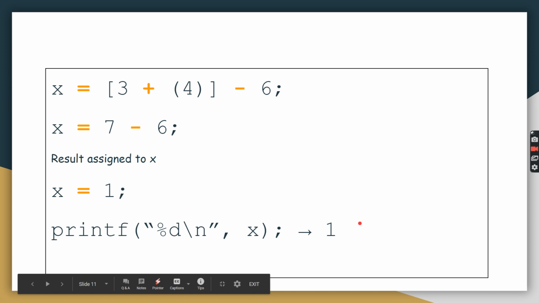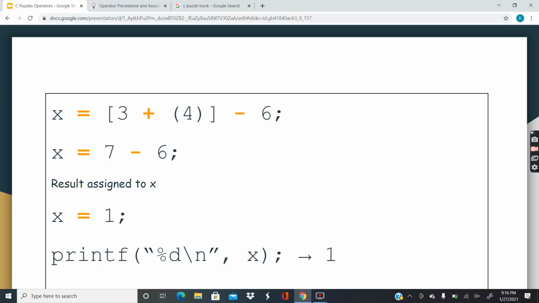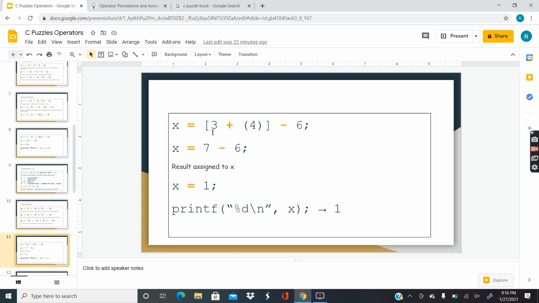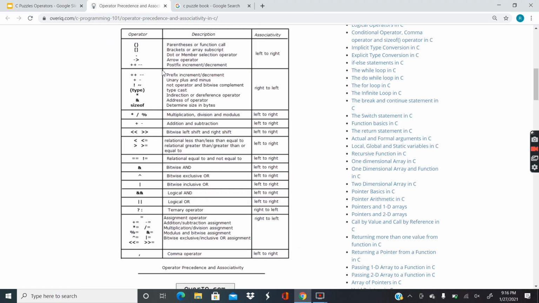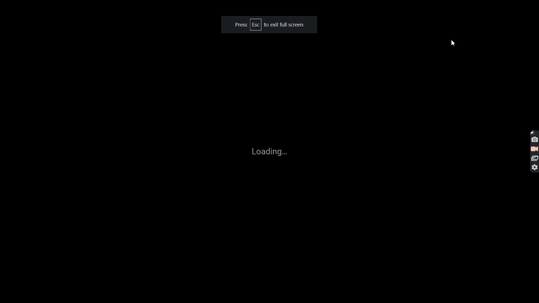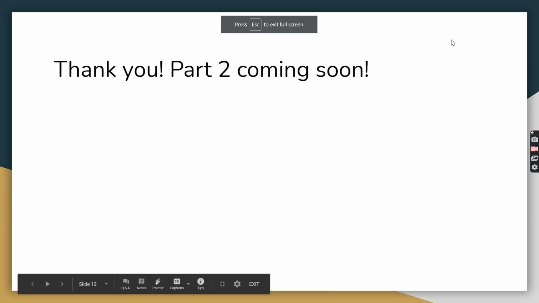Now, as we've seen, we've looked at two examples of how to go about solving these expression statements that involve arithmetic operators by using this table of precedence and associativity. We'll continue to solve the other two puzzles that remain in another video.